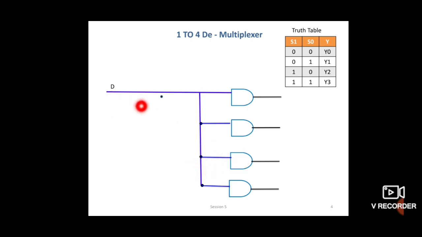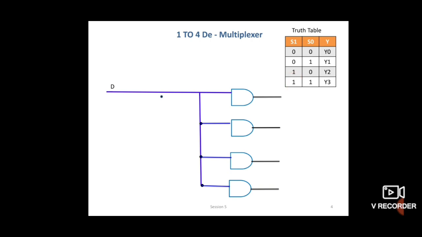This data input line is connected to all the AND gates, because there is only one data input line, but the output is selected one at a time, depending upon the select lines. It means that logically the data input D is to be connected to either of the 4 outputs. The desired output is decided by the control lines, also called select lines. Now see how it works.